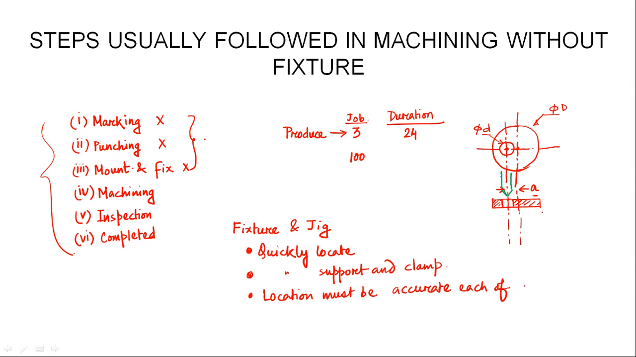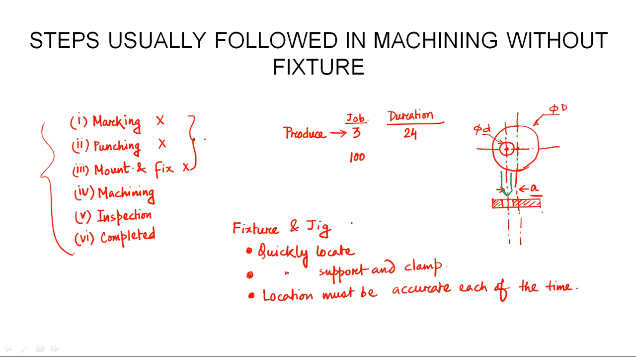That means whenever you put the workpiece into the fixture and the fixture holds the job, every time the distance from the center point of the hole to the center point of the disc will be A. That we have to ensure. Then only we can produce 100 products in a shorter period of time with higher accuracy.